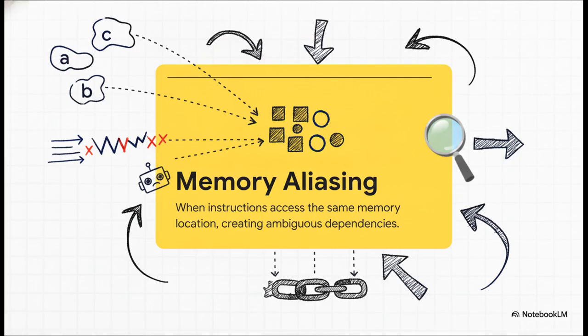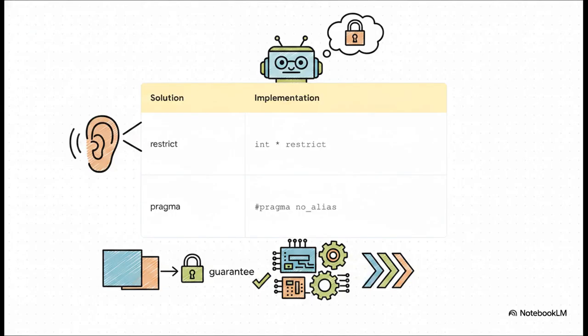If it can't guarantee those memory references won't overlap and corrupt each other, it basically panics. It conservatively kills parallel processing, forcing everything to run one by one just to be safe. So it's completely up to us to perform memory alias disambiguation for the compiler. This is where we step in and act as the hardware whisperer.